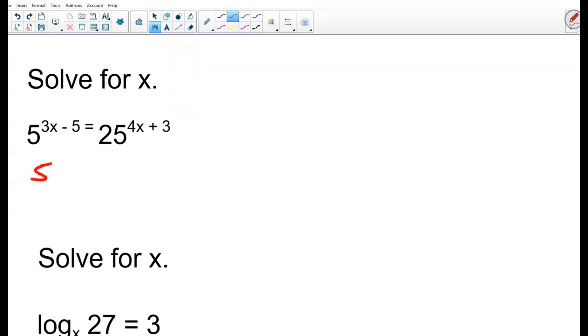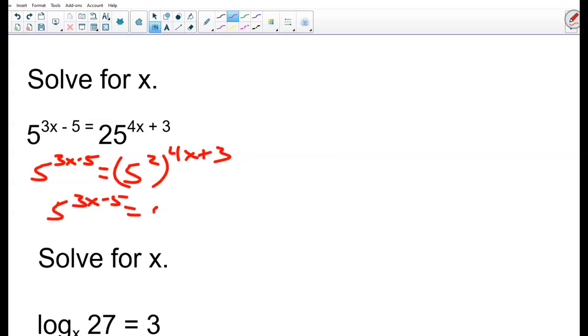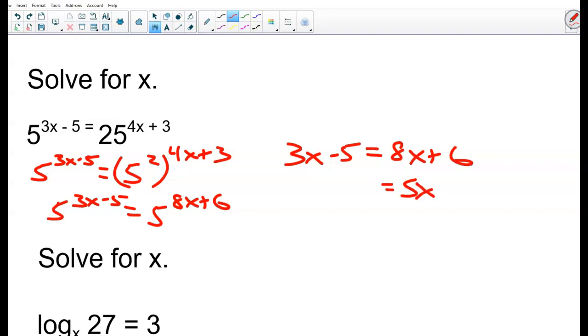Here, we want to get similar bases. So it's 5 squared to the 4x plus 3. So 5 to the 3x minus 5 equals 5 to the 8x plus 6. When you can get similar bases, do so. And then you set the exponents equal. 3x minus 5 equals 8x plus 6. We get 5x. We subtract 6, negative 11. My x is negative 11 over 5.